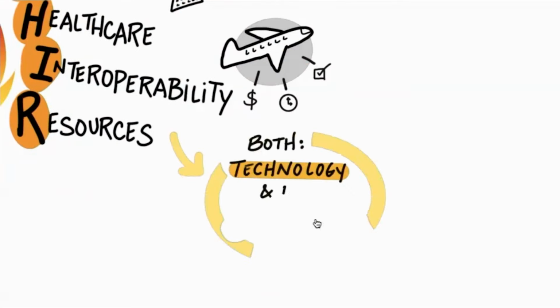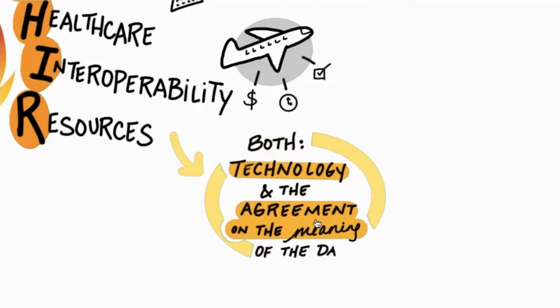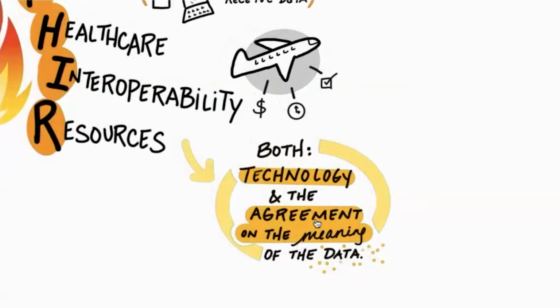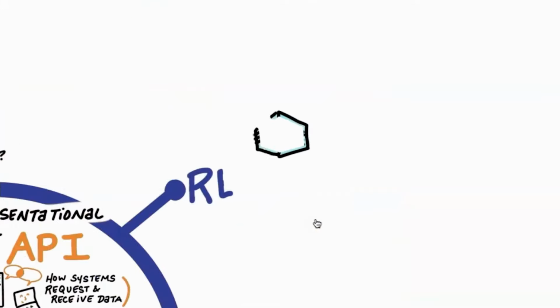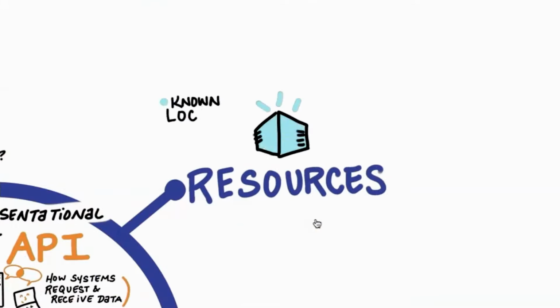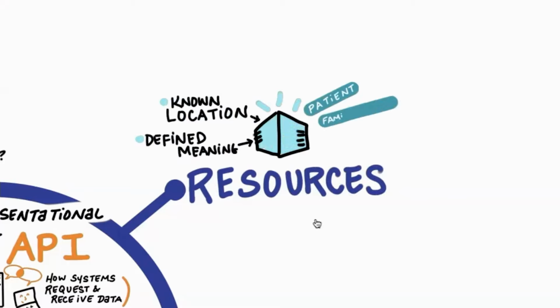That is what FHIR is for healthcare. It's the same technology, and it's the agreement on the meaning of the data in healthcare. And that's where it starts to get hard, because as you can well recognize, the data in healthcare is infinitely more complex than the data in an airline flight. So I want to go from here and explain some of the basic concepts in the FHIR standard.